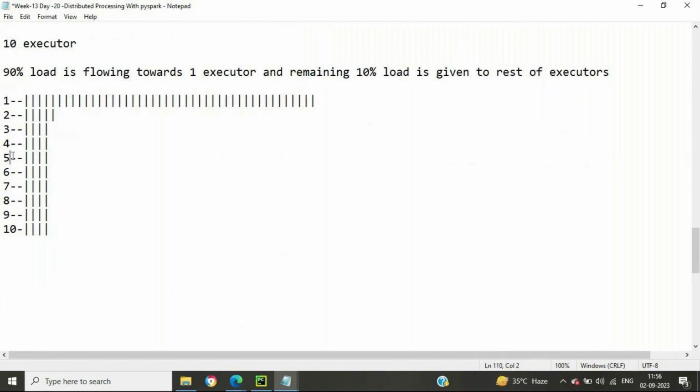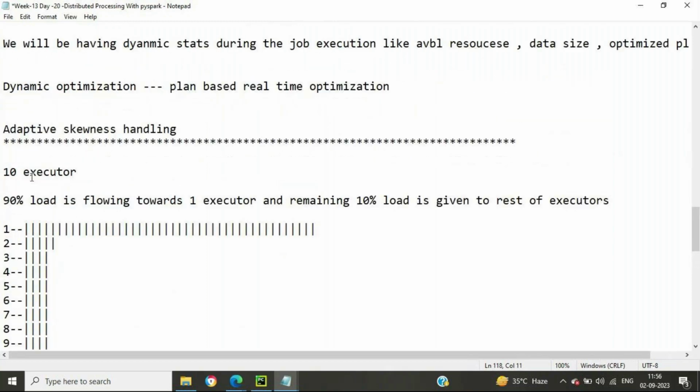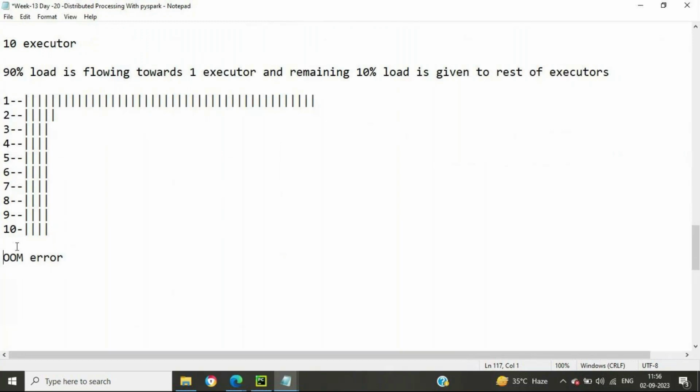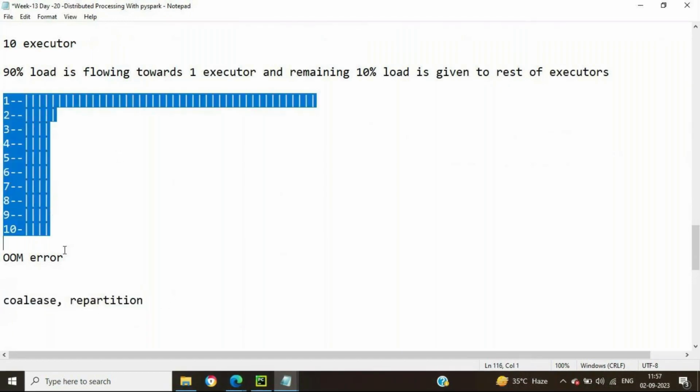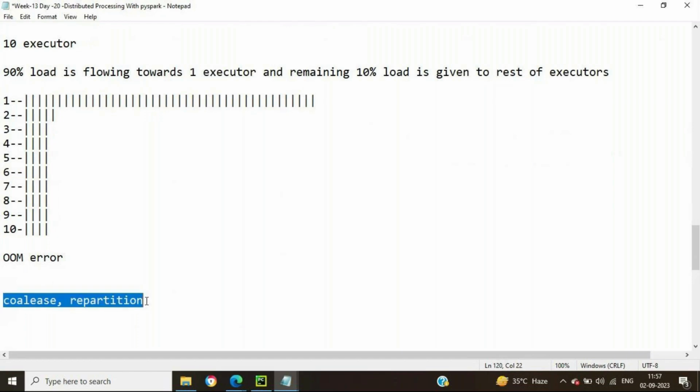Now, because of these things, we will have an OOM error, out of memory error. So what can be the solution? We can have, say, coalesce and repartition. So this is the solution in order to handle this particular issue. Skewness is there, and we have coalesce and repartition. These are the two techniques.